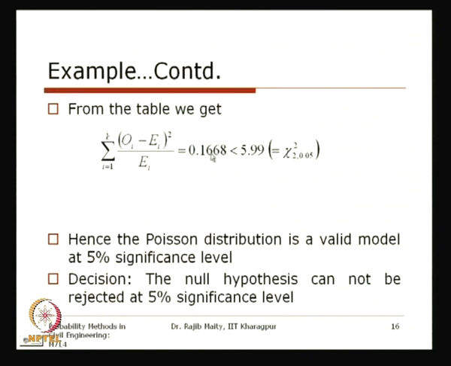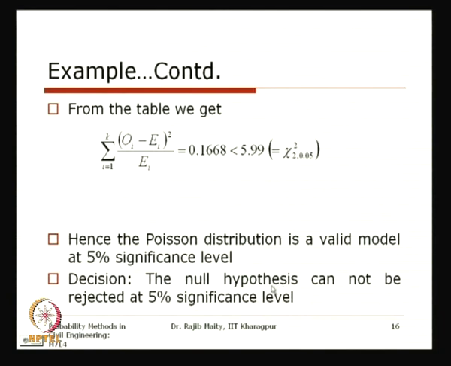Which is now less than 5.99 that we have seen from the table. So this is less than the critical value. Hence the Poisson distribution is a valid model at 5% significance level. So the decision for this test is that the null hypothesis cannot be rejected at 5% significance level. There could be some other words that we can use to express it, such as the null hypothesis is not rejected.